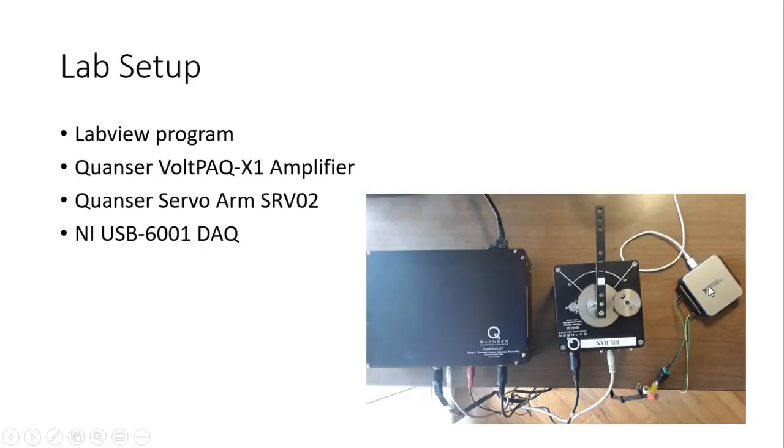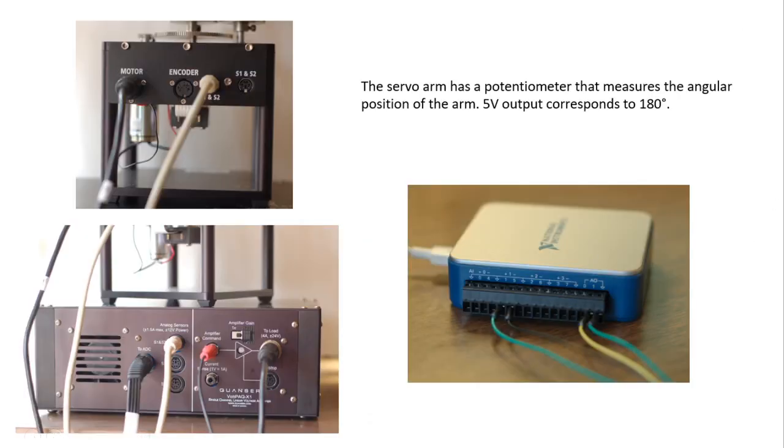So we have these four elements for the lab, and the first one is a LabVIEW program installed on my computer. We have an amplifier, servo arm, and the National Instrument DAC. If you want to look at it closely, this is the arm. I just put the arm on top of the amplifier, so you see a part of the arm there, and this is the amplifier, and this is the DAC.